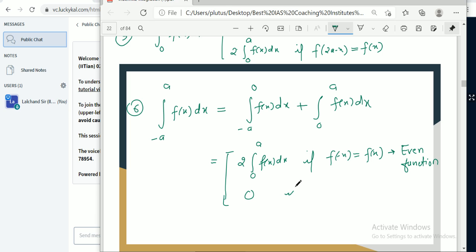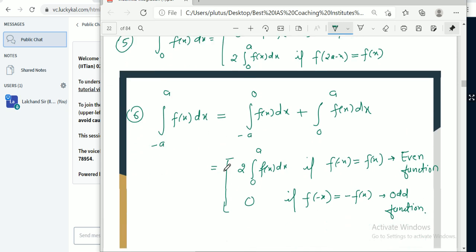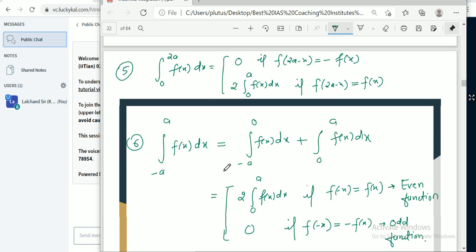If f of minus x is equal to minus of f(x), this is an odd function. So this is our sixth property. So is there any doubt in these two properties? Look at these two properties. If you have any doubt, you can ask.